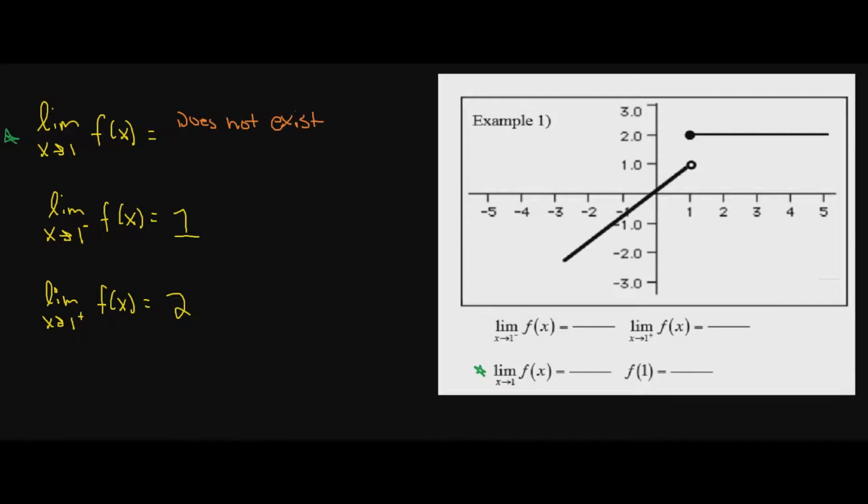Here, I'll go ahead and write down the answers we had, which was 1, as 2. Well, here, this one does not exist.